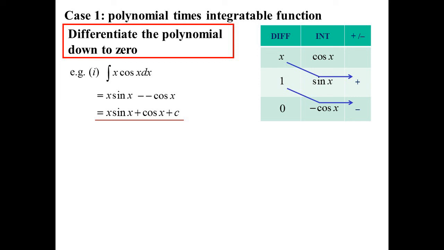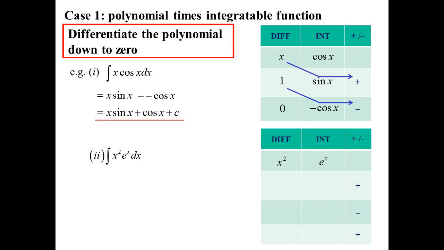It can be quite handy when you have to apply integration by parts more than once to put it in this table. So if I had x squared e to the x, I'll choose x squared for what I'm going to differentiate, and e to the x for what I'm going to integrate. So let's differentiate down the x squared column until I hit 0. So x squared goes to 2x, 2x goes to 2, 2 goes to 0.